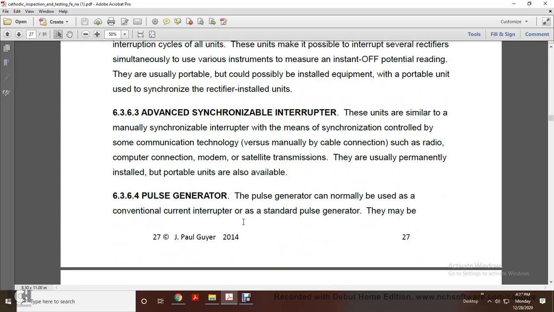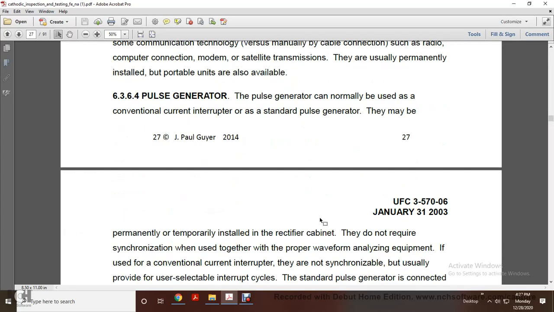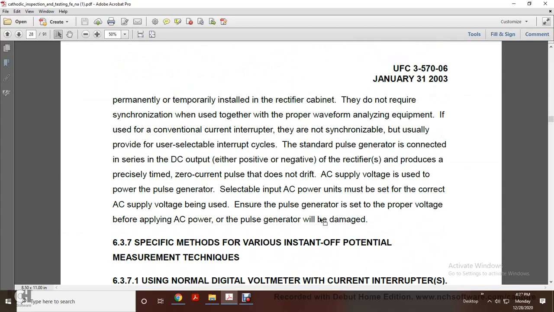6364 pulse generator. The pulse generator can normally be used with a conventional current interrupter up to the standard pulse generator. This may be permanent or temporary, installed with rectifier equipment that does not require the synchronization unit to perform the analyzing. If the conventional current interrupters that are not synchronizable are used, they are provided with a user selectable interrupter cycle, with the pulse generators connected in series with the DC output, with either positive or negative, where the rectifier produces the precise timing.